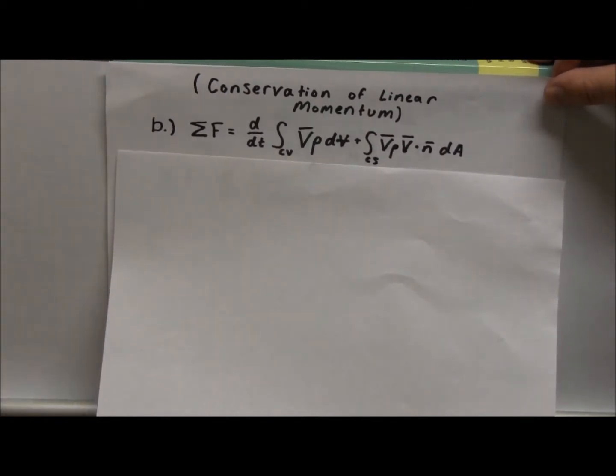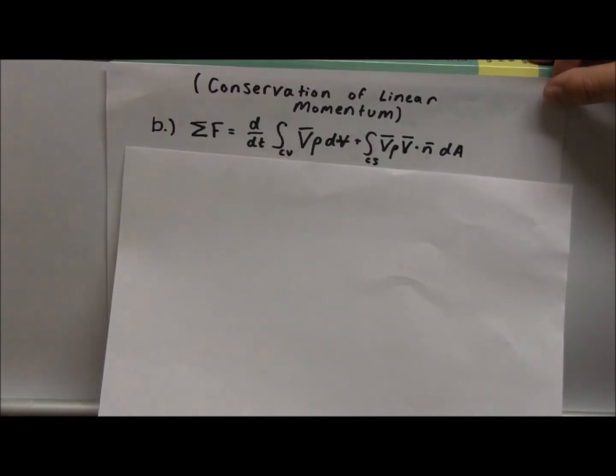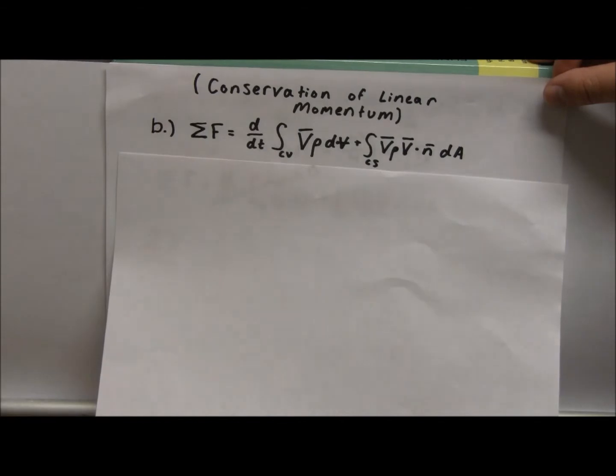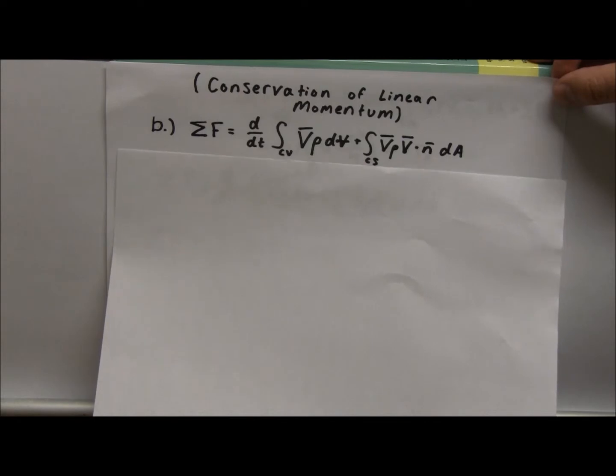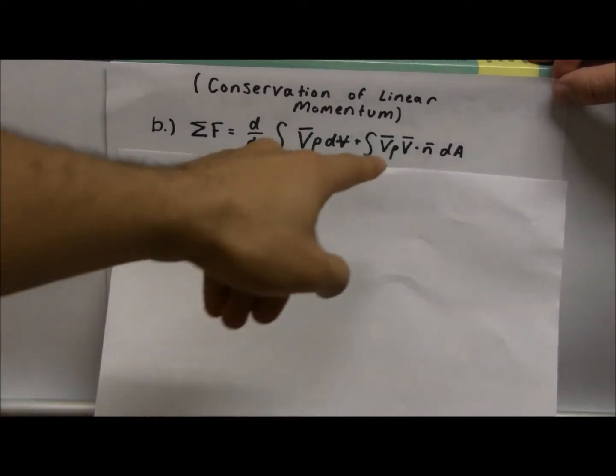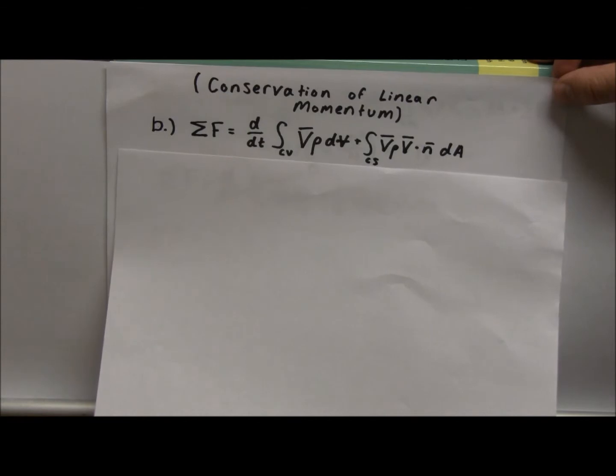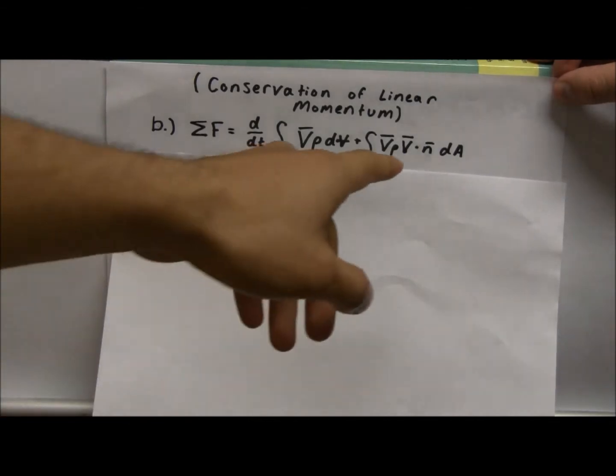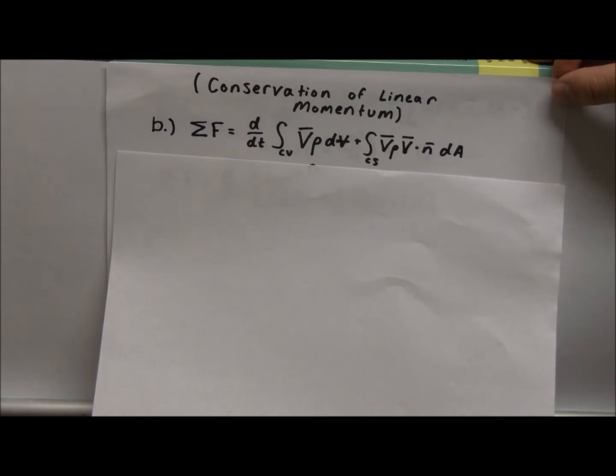You have the sum of the forces acting on your control volume is equal to the rate of change of the integral over the entire volume of the product of velocity times density, and you add to that the integral over the entire surface of your control volume. You have a velocity vector times the density, and here you have a dot product of the velocity vector times the unit normal vector, and that's of course dA, so differential area.